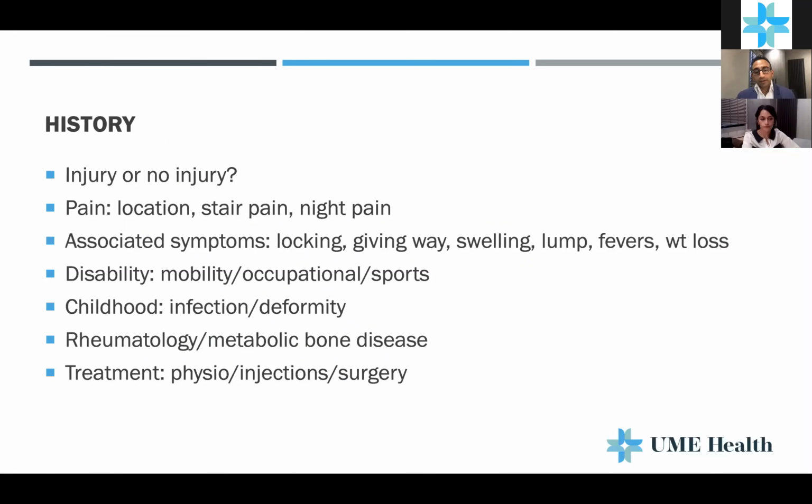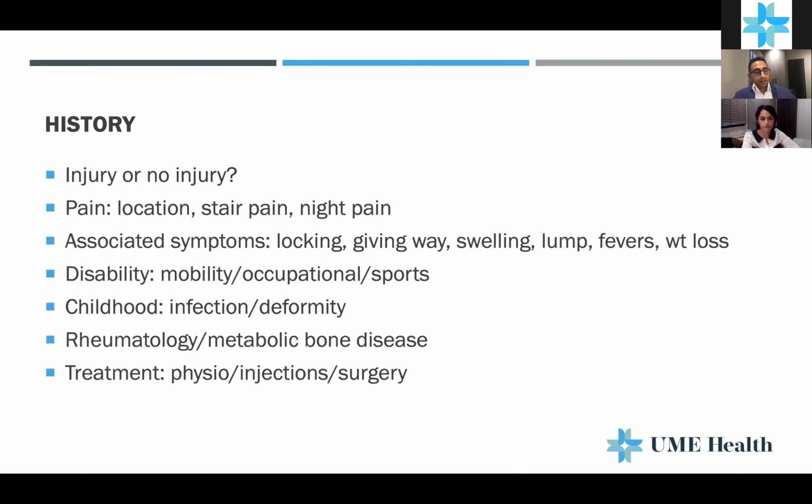Important to take a history. The MRI will only inform a really good history and clinical examination. And clearly the history of injury is important. Where is the pain? When do they get the pain? What makes the pain worse or better? Associated symptoms: locking, giving way, swelling. And the disability that the symptoms result in.